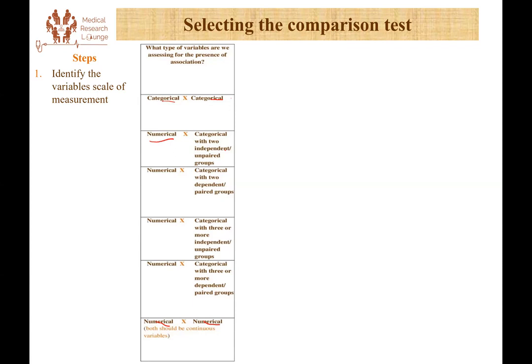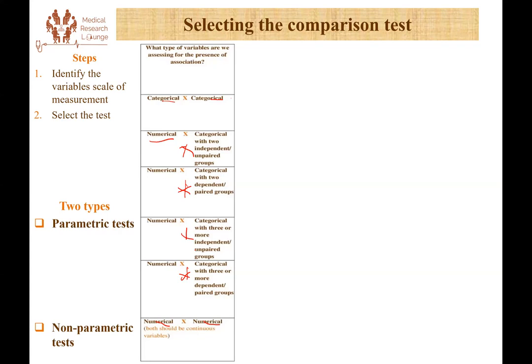The second step, after identifying the scale of measurement of the variables that I'm trying to compare, is this. Are they categorical, are they numeric, or is it a combination of numeric with categorical? And if it is a combination, which type is it? We have to identify that. After going through this process, the second thing to do is select the test to compare the two variables. Basically, we have two types of tests: the first one is a parametric test, and the second one is a non-parametric test.